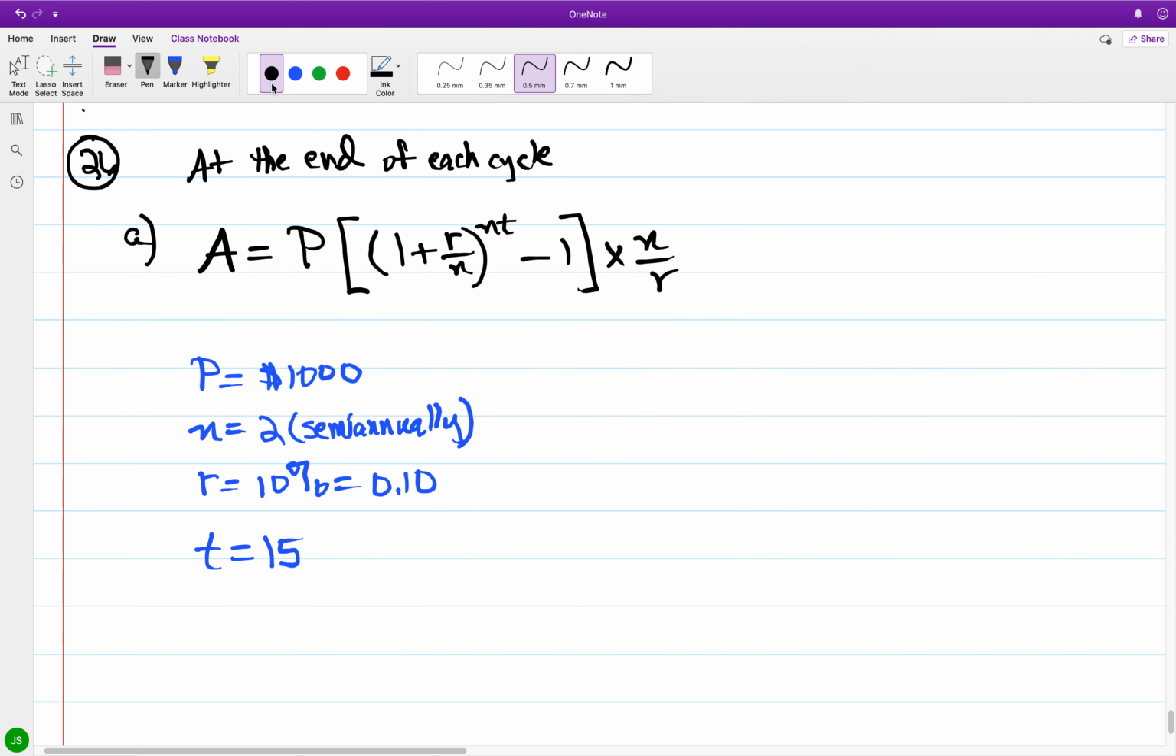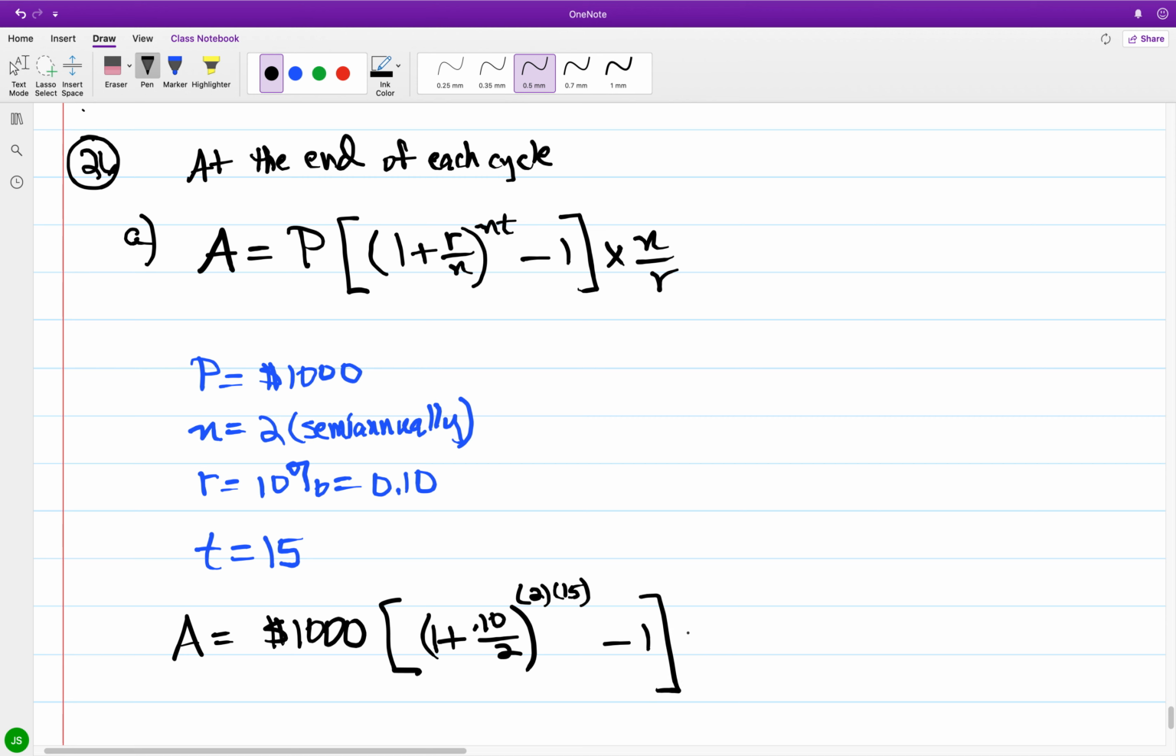So in looking for the future value, we're looking at $1,000 times the quantity 1 plus 0.10 over 2, to the 2 times 15 power, minus 1, and times n over r, so times 2 over 0.10.